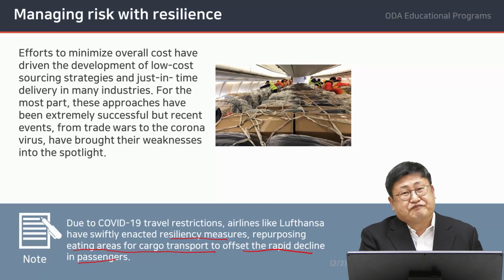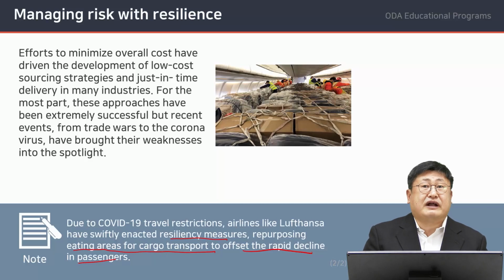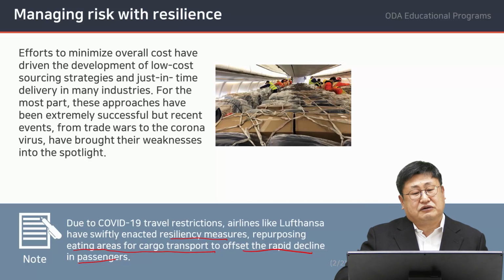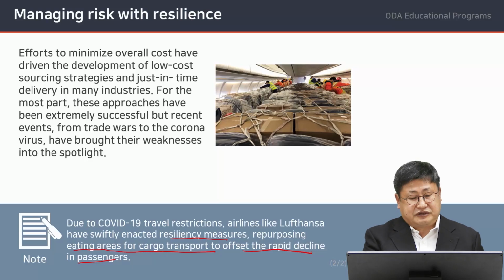And COVID-19 changed our aircraft passenger industry. The airline industry had big problems with passenger numbers. With the decline in passengers, they had to survive, so they uninstalled some passenger seats and converted the space into cargo shipment. Cargo shipment is in very high demand, so they had to manage risk with resilience. So this is what the story is about.